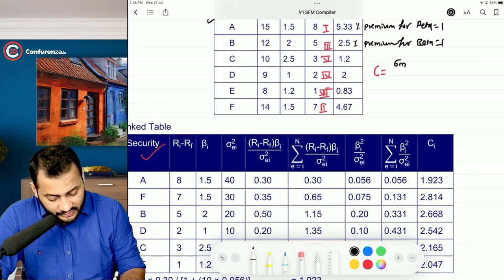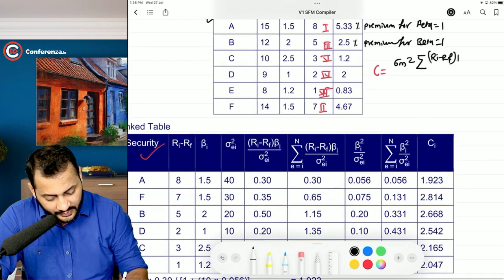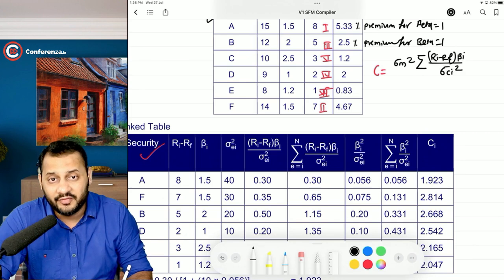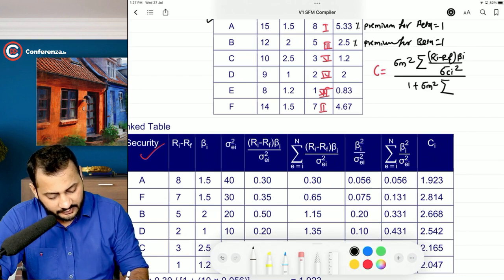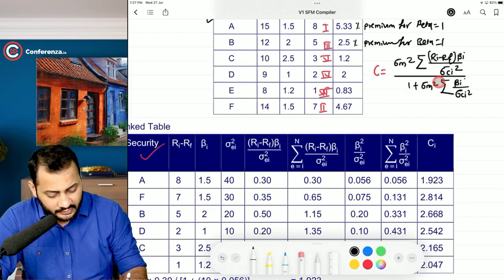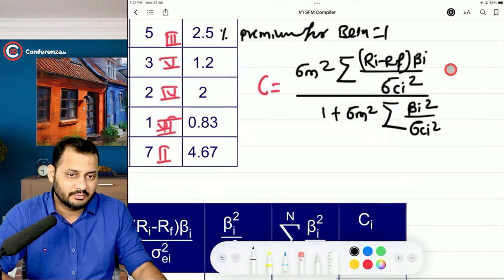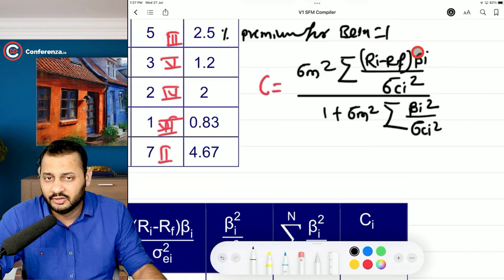So standard deviation of M square is the first part. Then summation of, in the numerator, it will be (Ri minus Rf) into beta i, that is systematic risk, divided by standard deviation of ei square, that is nothing but the variance of unsystematic risk. And in the denominator you will write 1 plus standard deviation of M square again, and then summation of beta i square divided by standard deviation of ei square. So in the denominator we have taken the square of both systematic and unsystematic risk, but in the numerator only beta i should be taken, not the square of that.